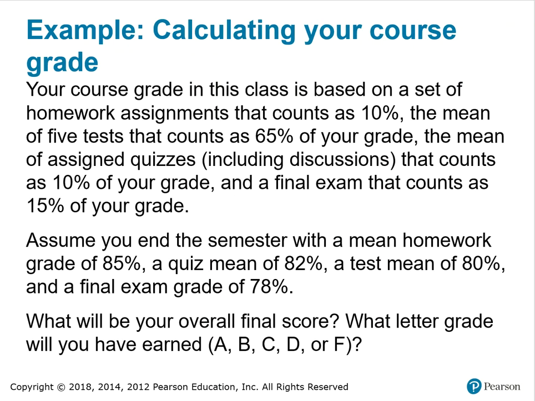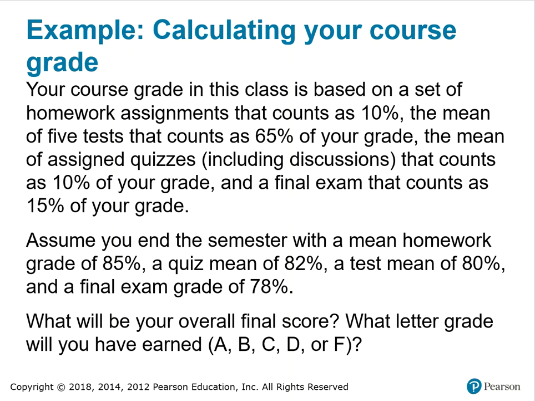So let's actually have you calculate your course average, or your course grade, using the word average. Calculating your course grade. Your course grade in this class is based on a set of homework assignments that counts as 10%, the mean of 5 tests that counts as 65% of your grade, the mean of assigned quizzes including discussions that counts as 10% of your grade, and a final exam that counts as 15% of your grade.